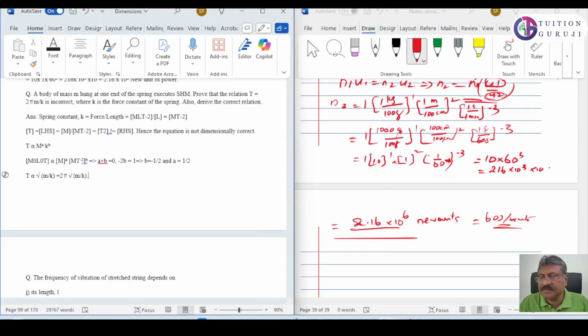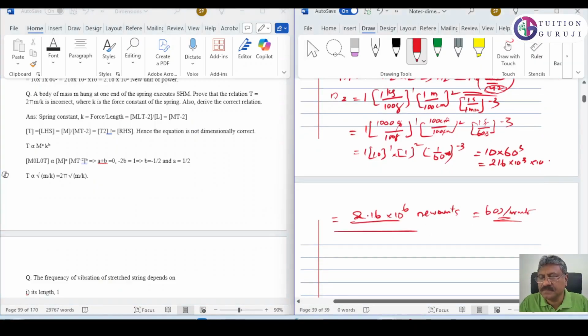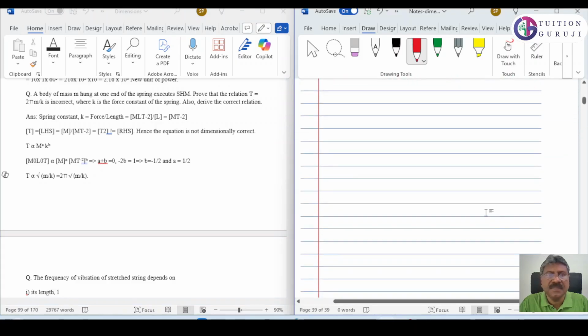Next question. A body of mass m is hung at one end of a spring and executes simple harmonic motion. A body of mass m, okay, it's called mass, is hung at the end of a spring and executes a simple harmonic motion. Okay, this is simple harmonic motion.